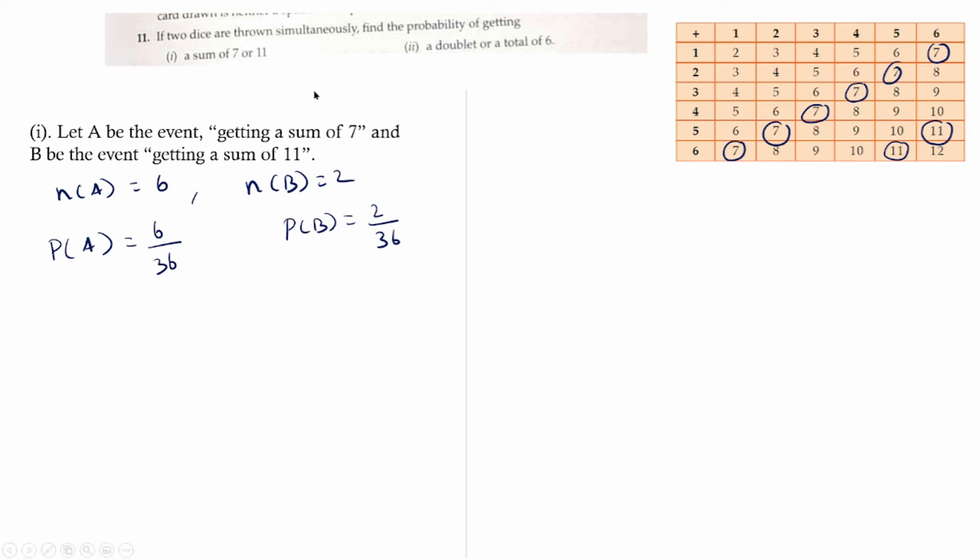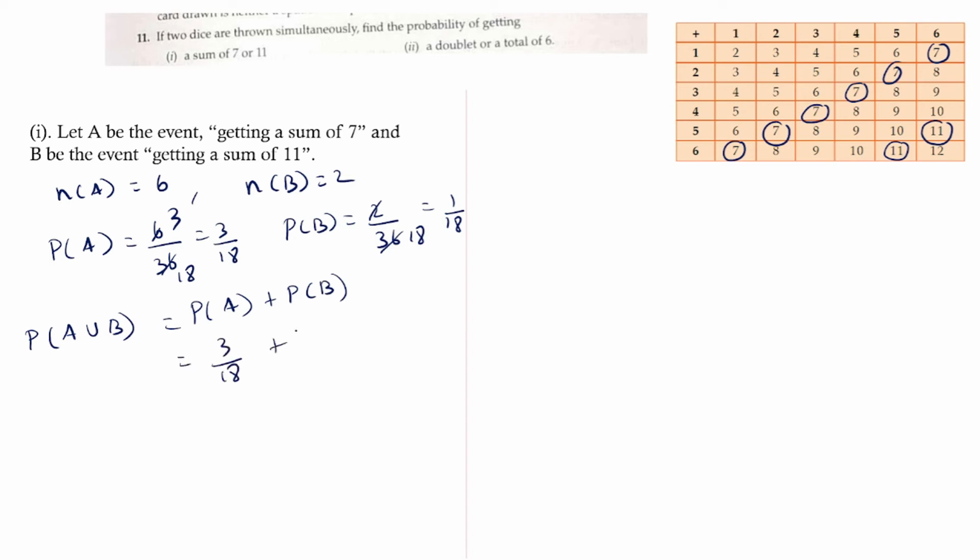Getting a sum of both 7 and 11 is not possible because they are mutually exclusive. So this is equal to 3 by 18 and this is 1 by 18. Now we need to find the probability of A union B. The probability of A union B will be the probability of A plus the probability of B. So it is 3 by 18 plus 1 by 18, which is 4 by 18 or 2 by 9.